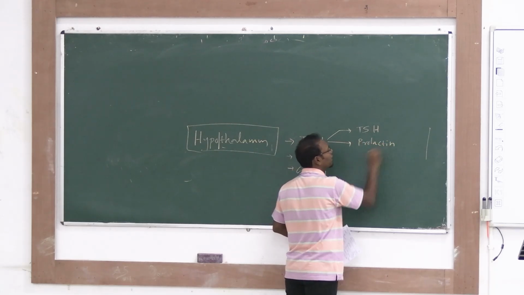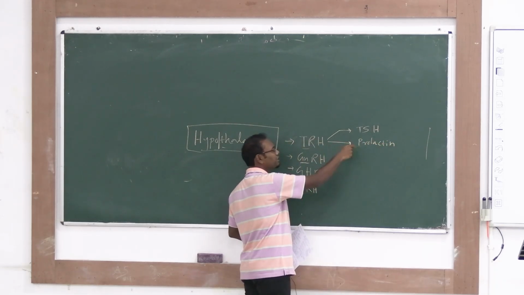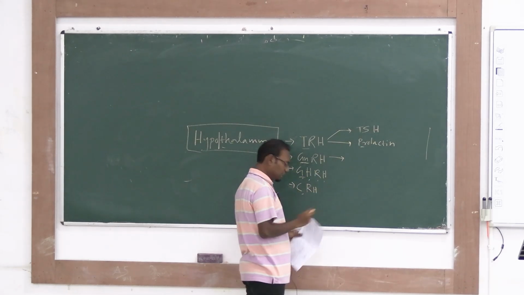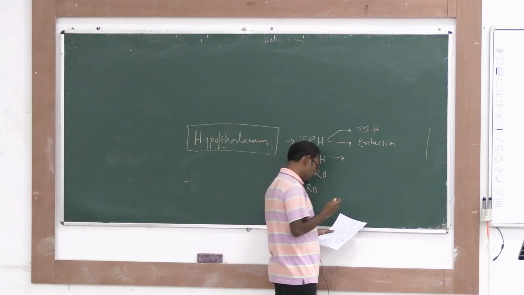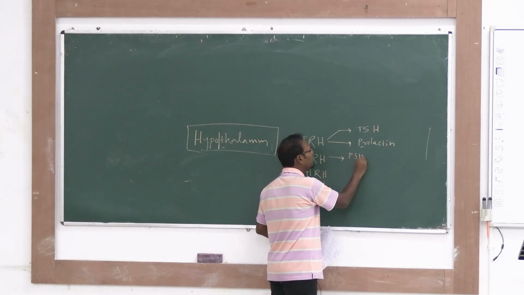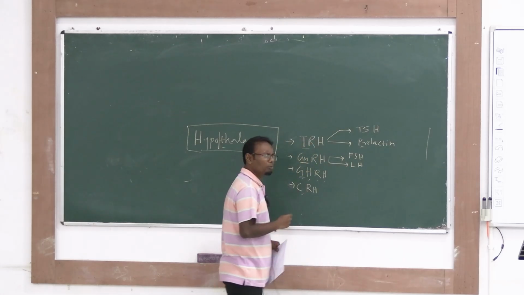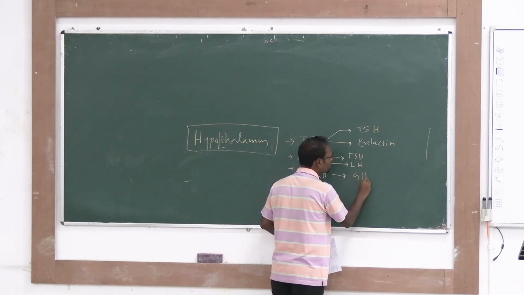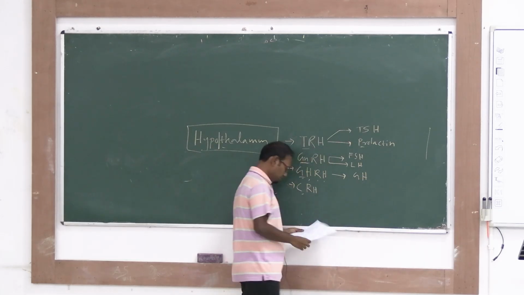Very important, prolactin. Okay, the name doesn't match but it will be there next. Gonadotropin releasing hormone, what will this release? You all know this. Very good, FSH and LH. Next, growth hormone releasing hormone, that is very easy. That is not simple growth hormone, what is another name?